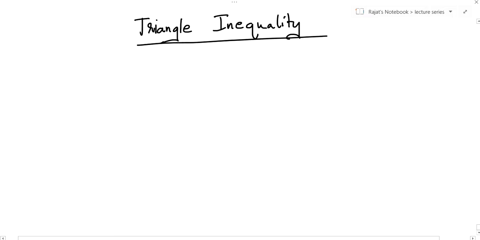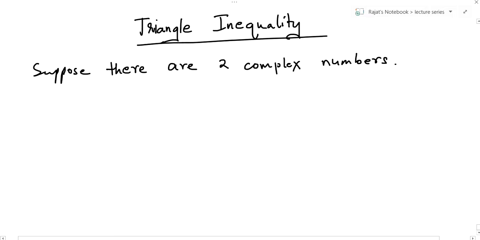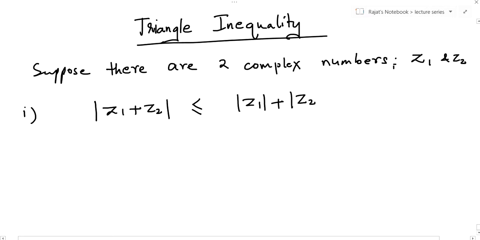So first of all, let me write what the inequality is, and then I'll try to explain how we arrived at that expression. So suppose there are two complex numbers. Let us call them Z1 and Z2. The first triangle inequality states that modulus of Z1 plus Z2 is always less than equal to modulus of Z1 plus modulus of Z2.